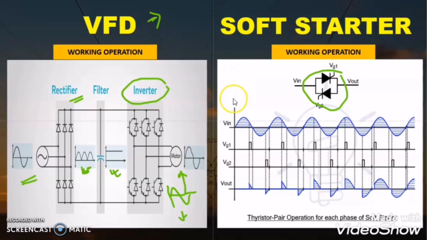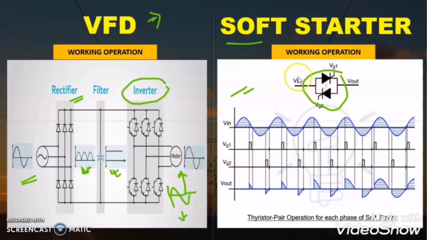So in the soft starter, we slowly give the voltage to the motor at the time of starting. So the motor will start slowly and after that gradually reach its rated speed, and at the time of stopping also we slowly decrease the voltage, so the motor will gradually stop. This is considered a soft starting and soft stopping of the motor.